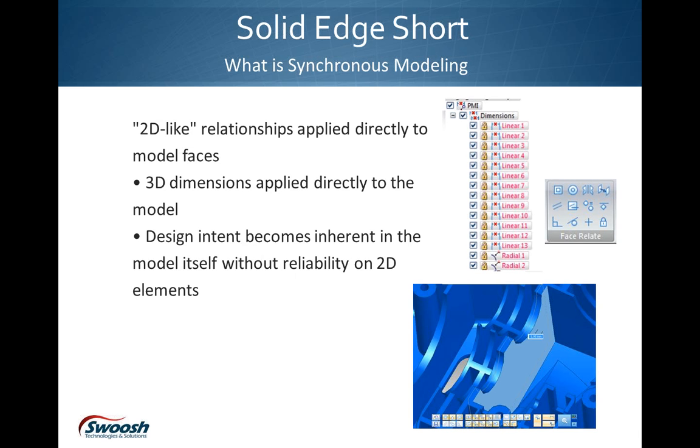Synchronous modeling is 2D-like relationships applied directly to model faces. You start off with a sketch initially, but then everything else is related to the actual model as you're designing and creating it. So your 3D dimensions get applied directly to the model. Those are then used to drive the model and help you better design your part. And then the design intent becomes inherent to the model itself, without having to rely on the 2D sketch.